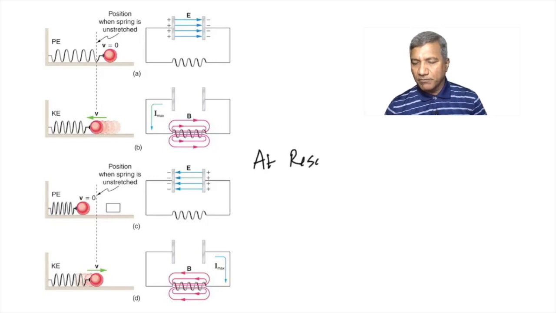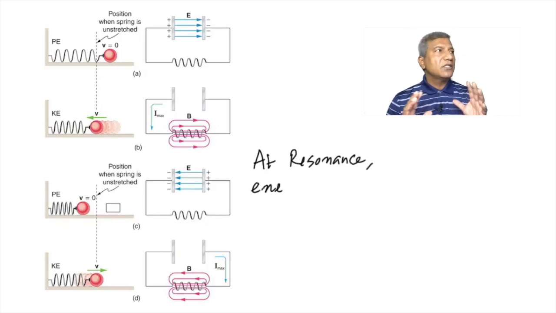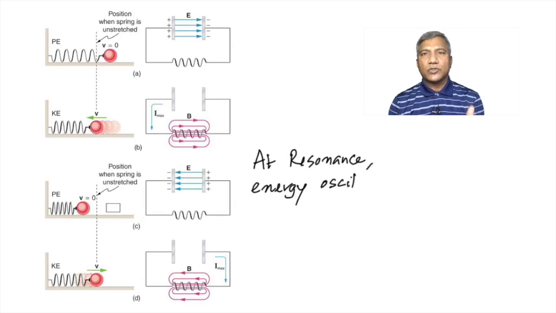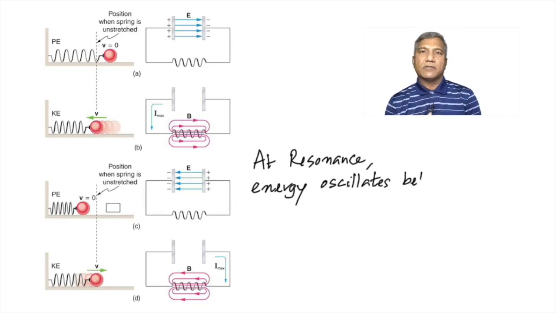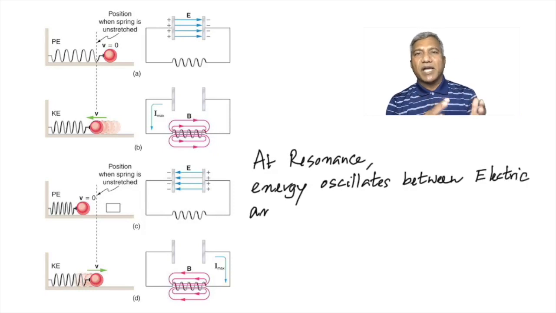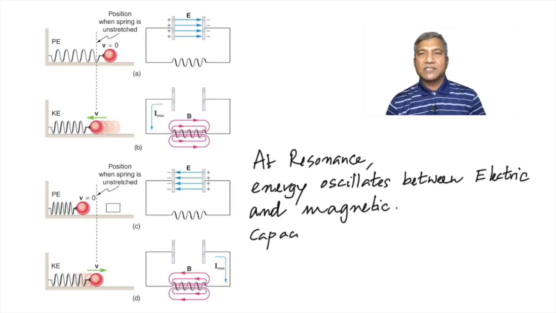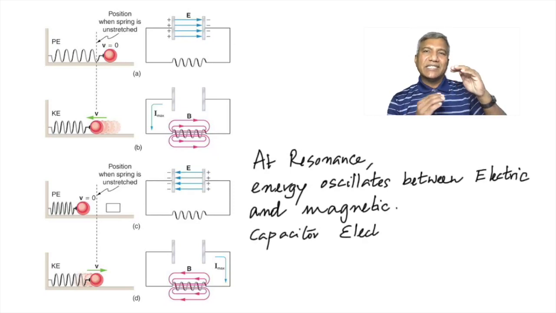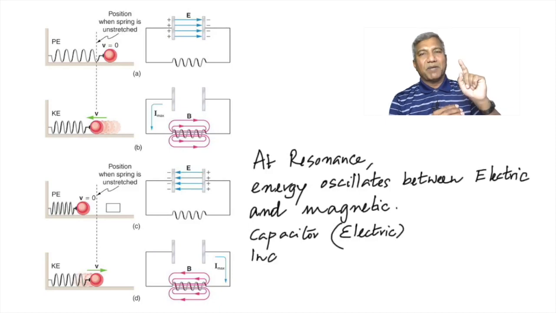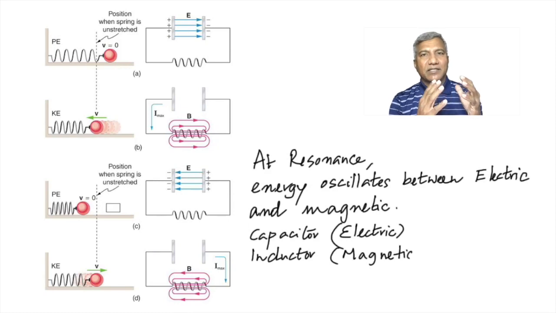So that's resonance in an LCR circuit. And this is like resonance in sound. You remember what we did with the resonance column. Energy actually oscillates between magnetic field and electric field. I want to summarize this chapter and say, the inductor stores energy as a magnetic field. A capacitor stores energy as an electric field. And the energy oscillates between the two.